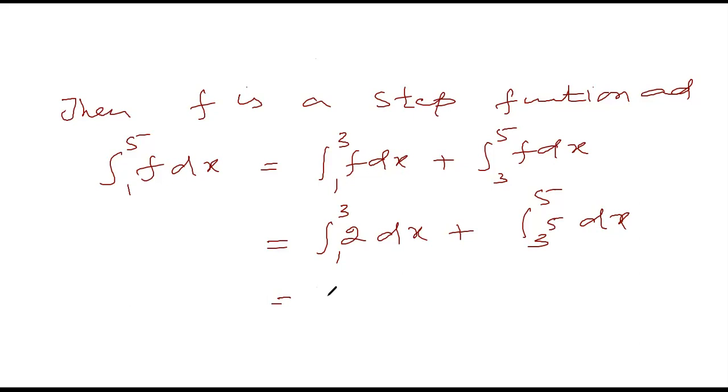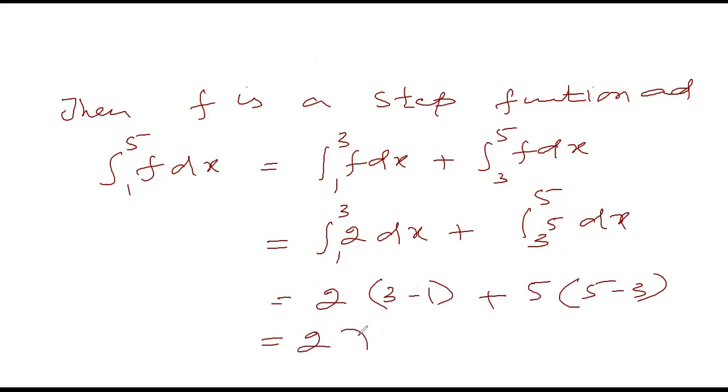This is equal to 2 times (3 minus 1) plus 5 times (5 minus 3). Or you can write this as 2 times the Lebesgue measure of the set 1 to 3, because the Lebesgue measure of the set is 3 minus 1, plus 5 times the Lebesgue measure of the interval 3 to 5. So in terms of the Lebesgue measure, I have written the value of the integral in terms of Lebesgue integration.